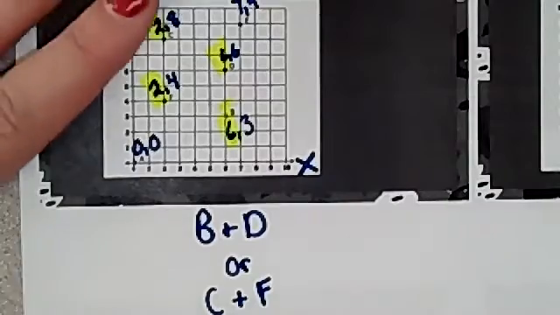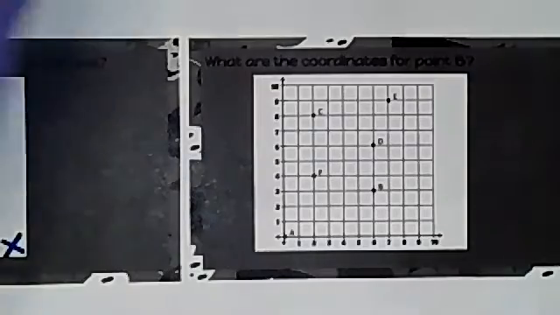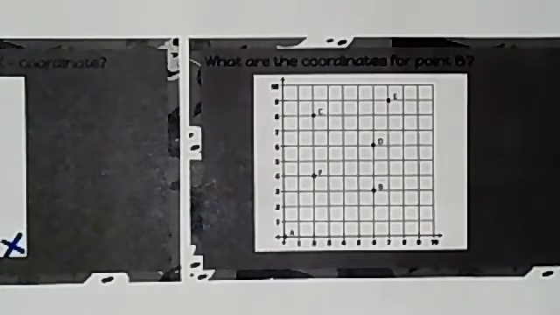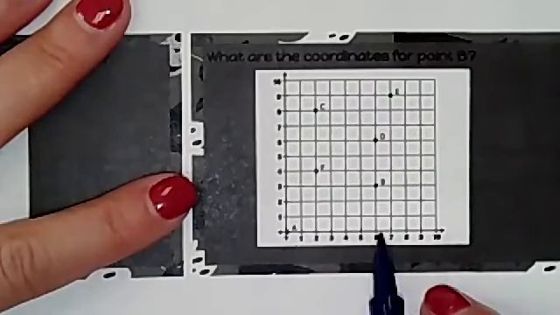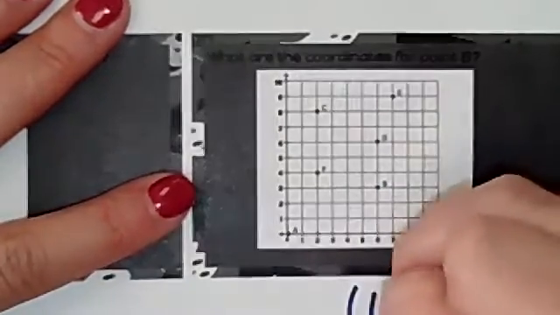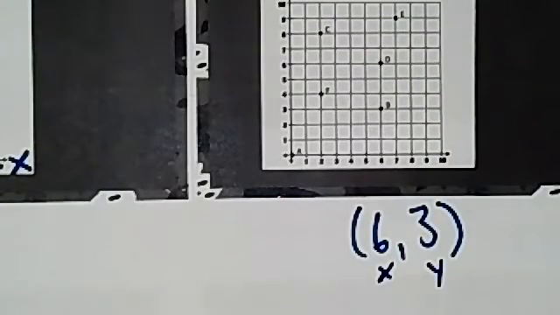All right. Looking over here, we're moving over to the next one. Hadassah, what are the coordinates for point B? What do I run? What do I jump? Yep. Very good. Run 6, jump 3. Those are my coordinates. How easy is that? This is the X, this is the Y. Not so bad? Not so bad.